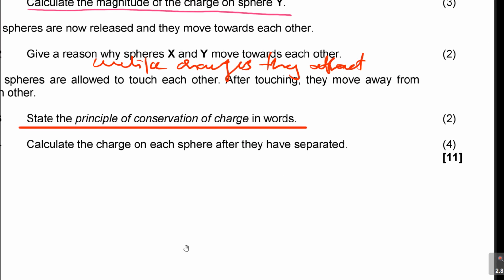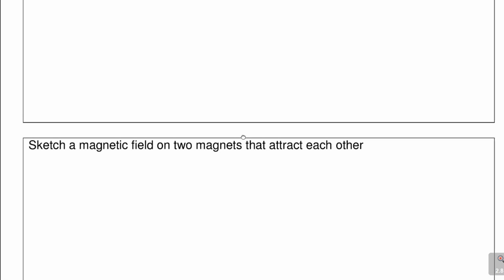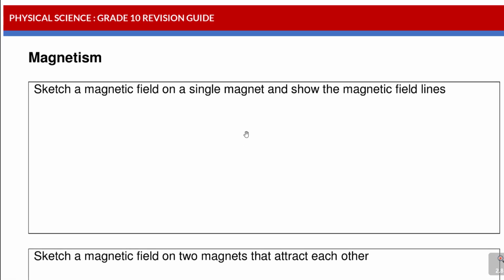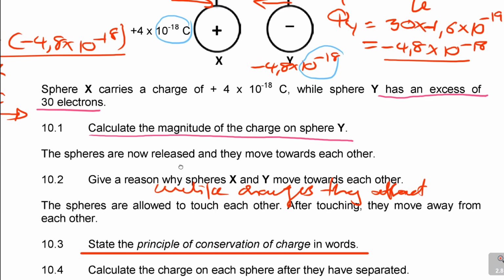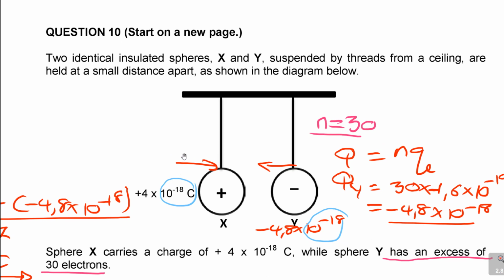So guys, this is what you expect when you start dealing with these topics. Now we've come to the end of our lesson, and the next lesson I'm going to focus on is magnetism. If you are very keen on ensuring you get a distinction, this is the time to become a part of the family of the 24-minute lesson, where we cover mathematics and science, mainly physical science for you guys who are doing grade 10.